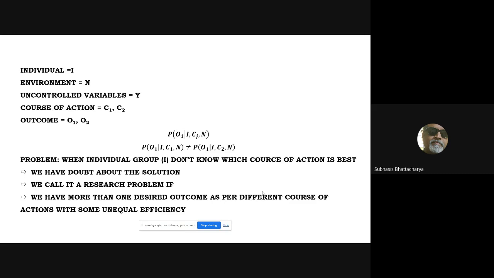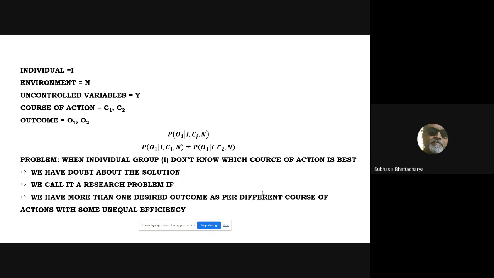Therefore, what is in a gist? The research problem is one that requires a researcher to get the best solution for the given problem. That means to find out which course of action the objective can be attained optimally in the context of the given environment. There are several factors which may result in making the problem complicated.